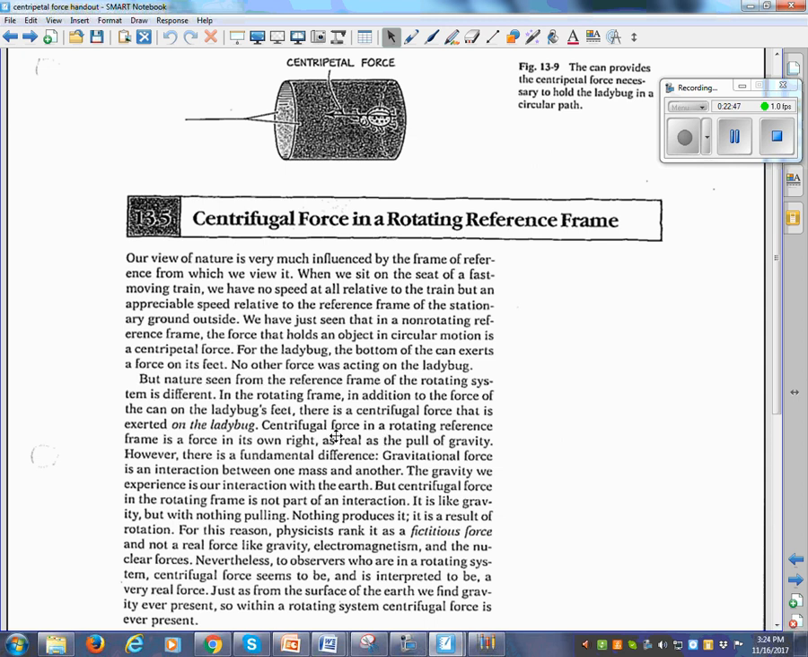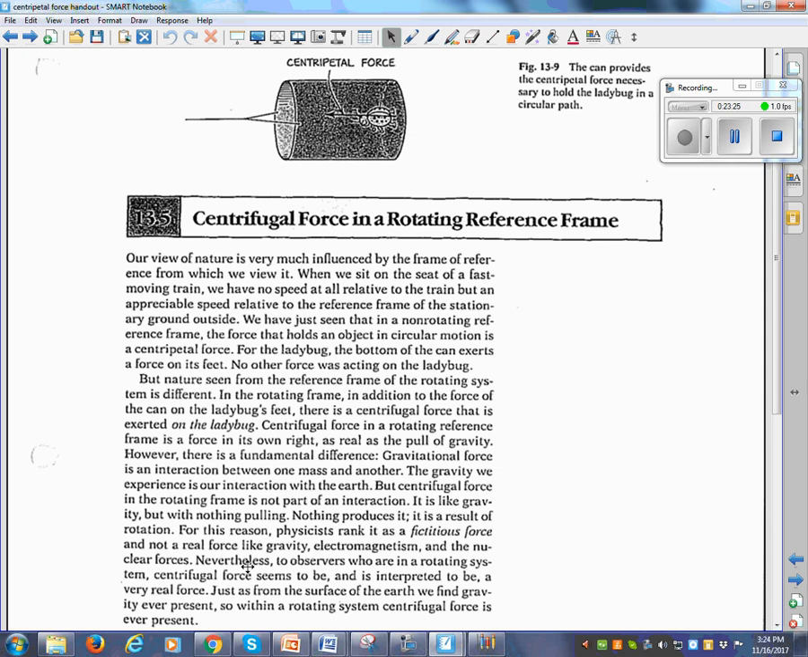Centrifugal force in a rotating reference frame is a force in its own right, as real as the pull of gravity. However, there is a fundamental difference. Gravitational force is an interaction between one mass and another. The gravity we experience is our interaction with the Earth, but centrifugal force in the rotating frame is not part of an interaction. It is like gravity, but with nothing pulling. Nothing produces it. It is the result of rotation. For this reason, physicists rank it as a fictitious force and not a real force like gravity, electromagnetism, and the nuclear forces. Remember those four fundamental forces that were the very first thing in grade 11?